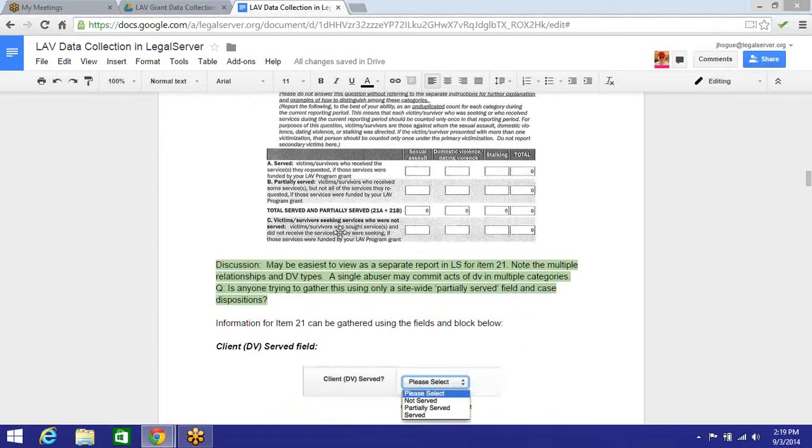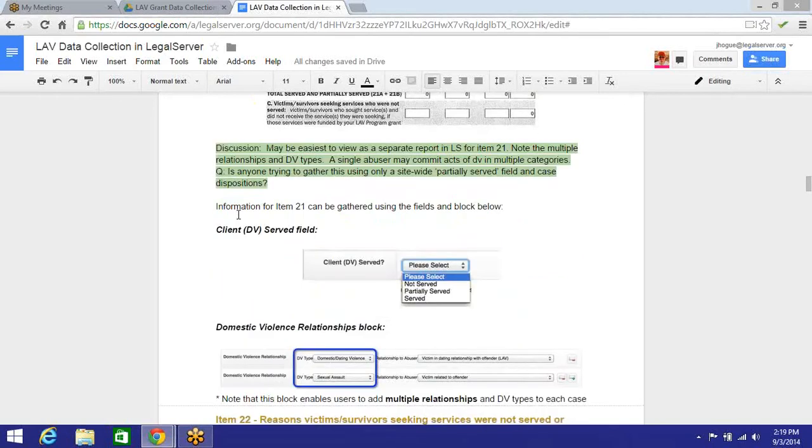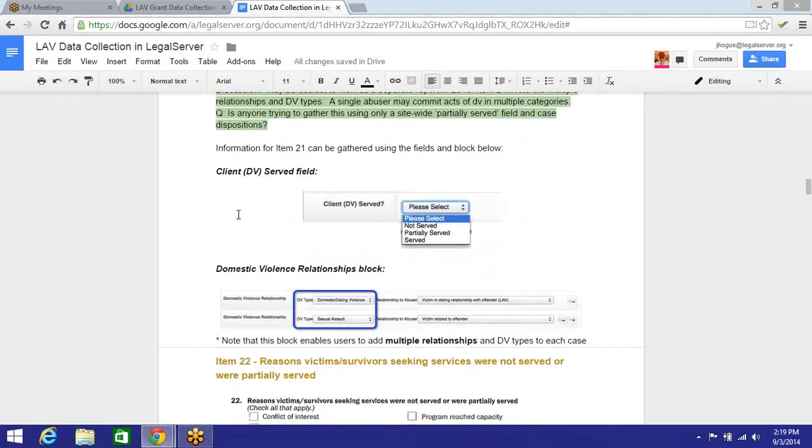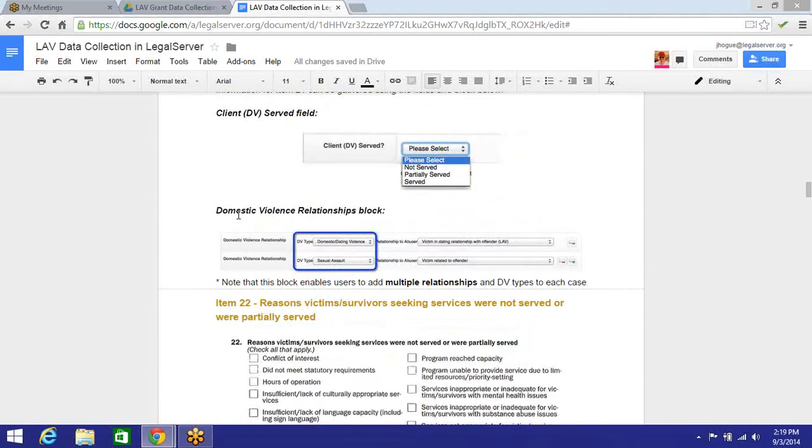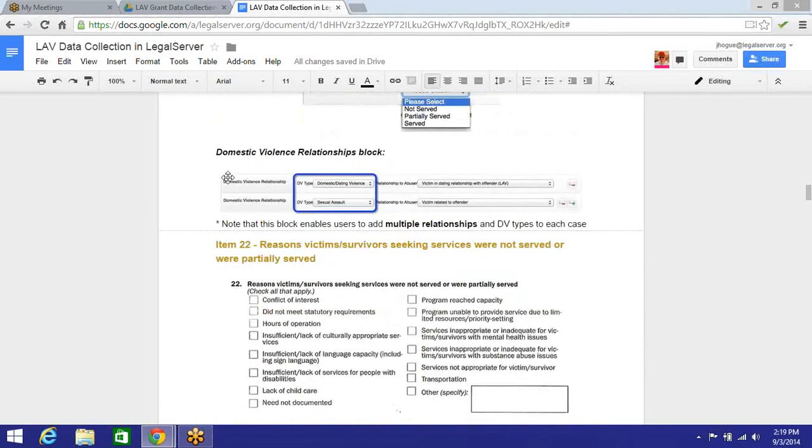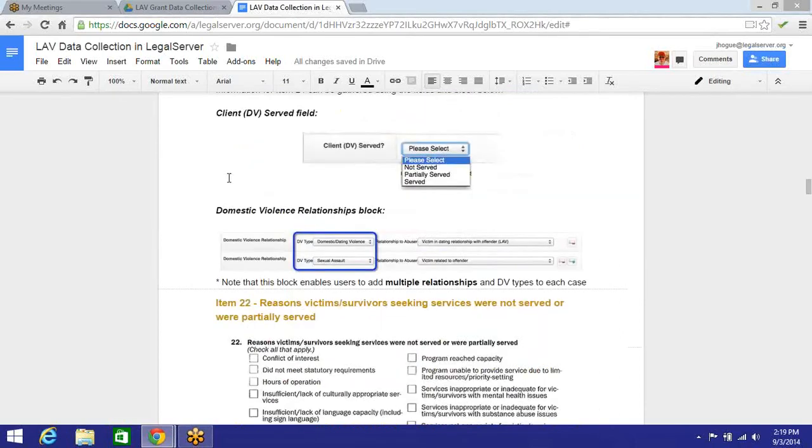And where it gets a bit trickier is with the served, partially served, and not served categories. I don't know about you, but when I looked at this, I thought, that's great. We already collect most of this for LSC, but it turns out that the way that LAV collects this data and asks about it is a bit different. So there is a client DV served standard field. Again, we have the domestic violence relationships block.